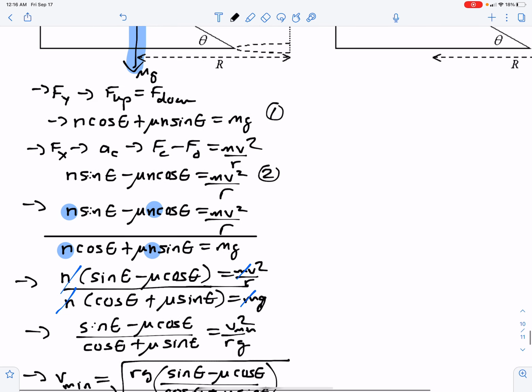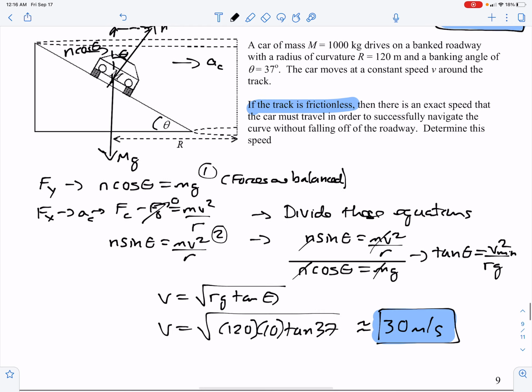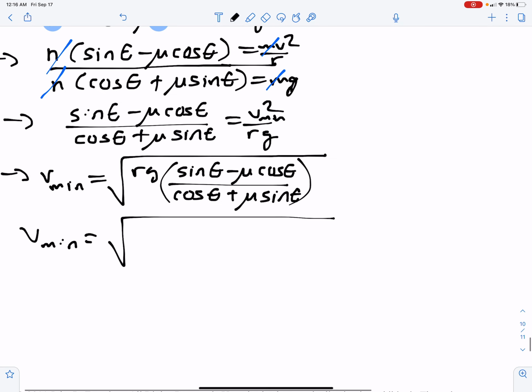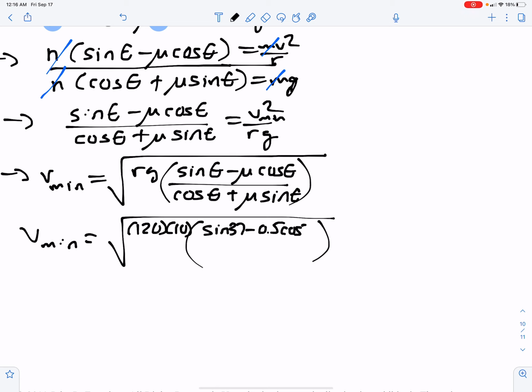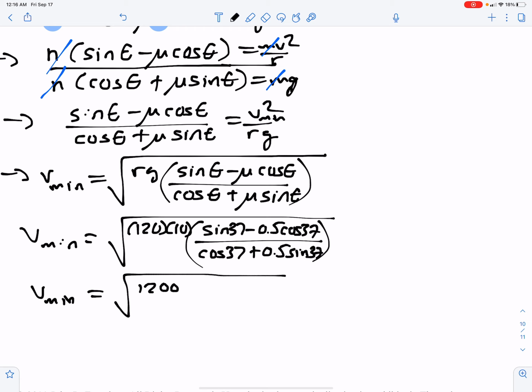The radius of curvature was, what was it? 120. The radius of curvature is 120 times 10, and then we're going to be going times the sine of 37 minus 0.5 cosine of 37 over cosine of 37 plus 0.5 sine of 37. Okay, so v min would be equal to 1200 times, and then what do we have on top here? Well, sine of 37 minus 0.5 cosine of 37 is 0.2. And then on bottom, cosine of 37 plus half of sine of 37 is about 1.